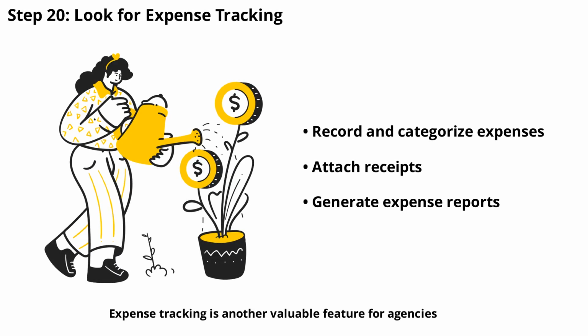Expense tracking is another valuable feature for agencies. Choose invoicing software that lets you record and categorize expenses, attach receipts, and generate expense reports. This makes it easier to manage your agency's finances and prepare for tax time.